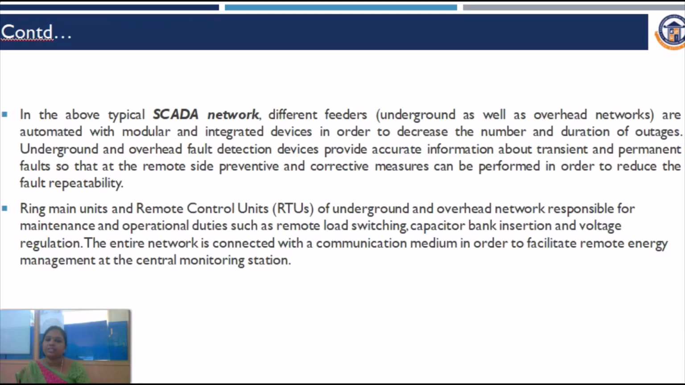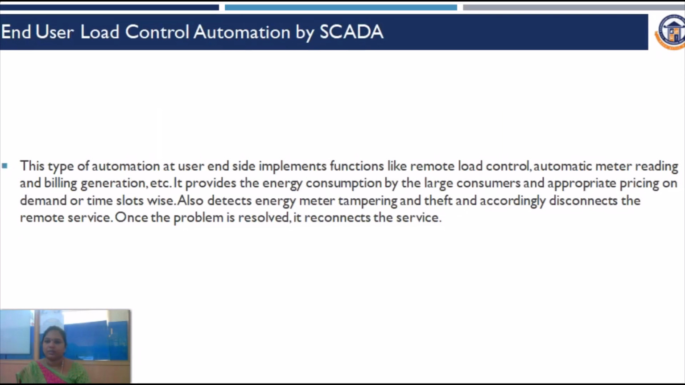Ring main units and remote control terminals of the underground and overhead network are responsible for maintenance and operational duties such as remote load switching, capacitor bank insertion, and voltage regulation. The entire network is connected with a communication medium in order to facilitate remote energy management at the central monitoring station. The next one is the end user load control automation by SCADA.